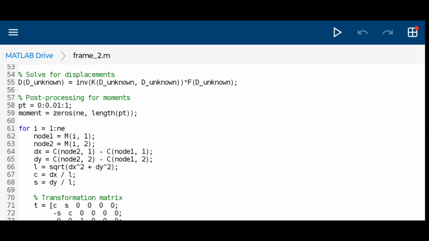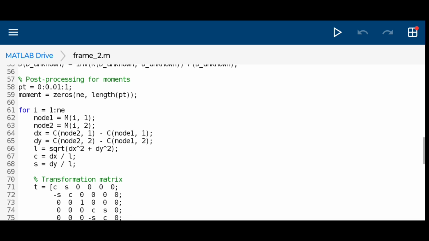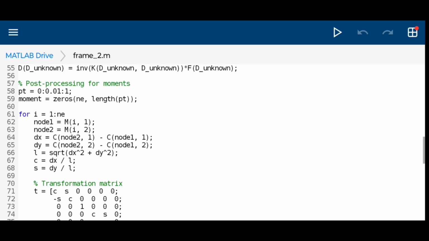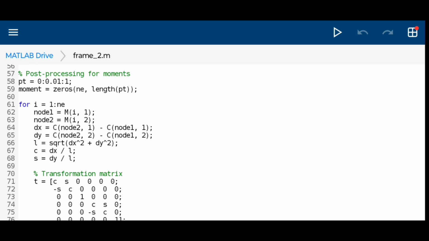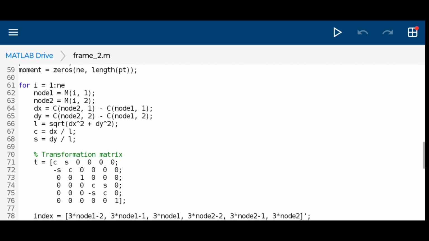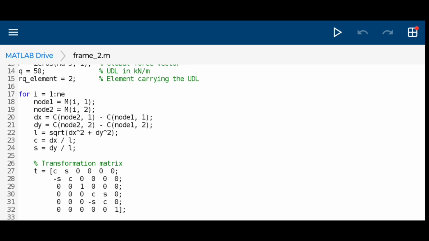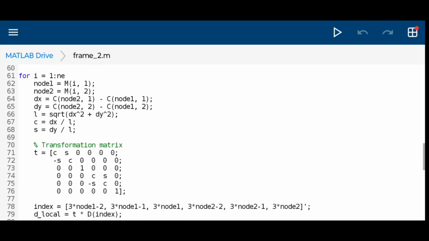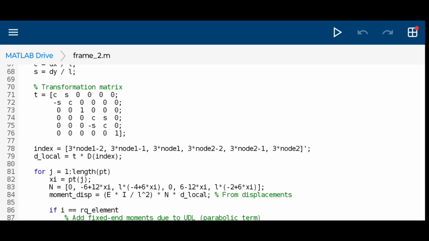After getting this displacement, I have also calculated the moments. As you know, we will go for s equals 0 to 1. I have used dt equals 0.01, ds equals 0.01, and I have calculated for 100 points in an element. This part is similar to the stiffness part up to calculating sign and transformation calculation. After calculating this transformation, the index is also the same.